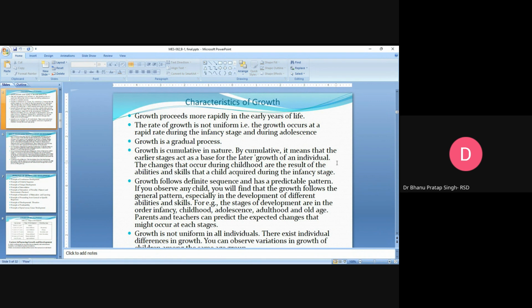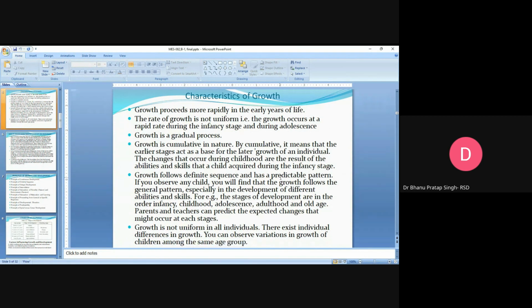As you are aware, many theories say that at a particular age the height of a child should be this and the weight should be that, so it is predictable. Teachers and parents can predict that at a particular age, the height of the child should be there.